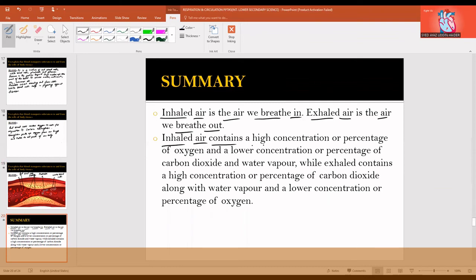Inhaled air contains a high concentration or percentage of oxygen and a lower concentration or percentage of carbon dioxide and water vapor, while exhaled air contains a high concentration or percentage of carbon dioxide along with water vapor and a lower concentration or percentage of oxygen.